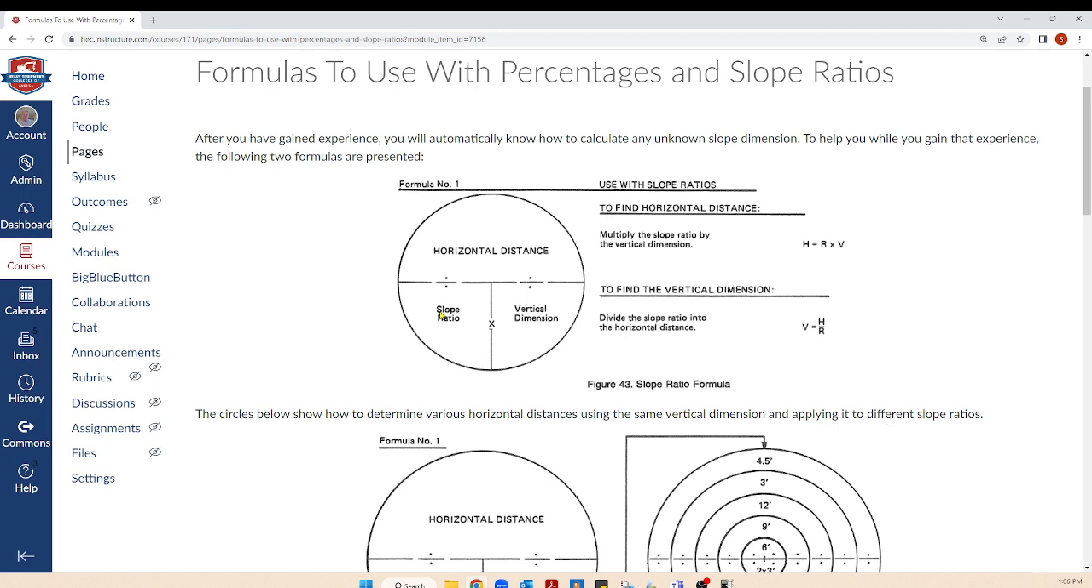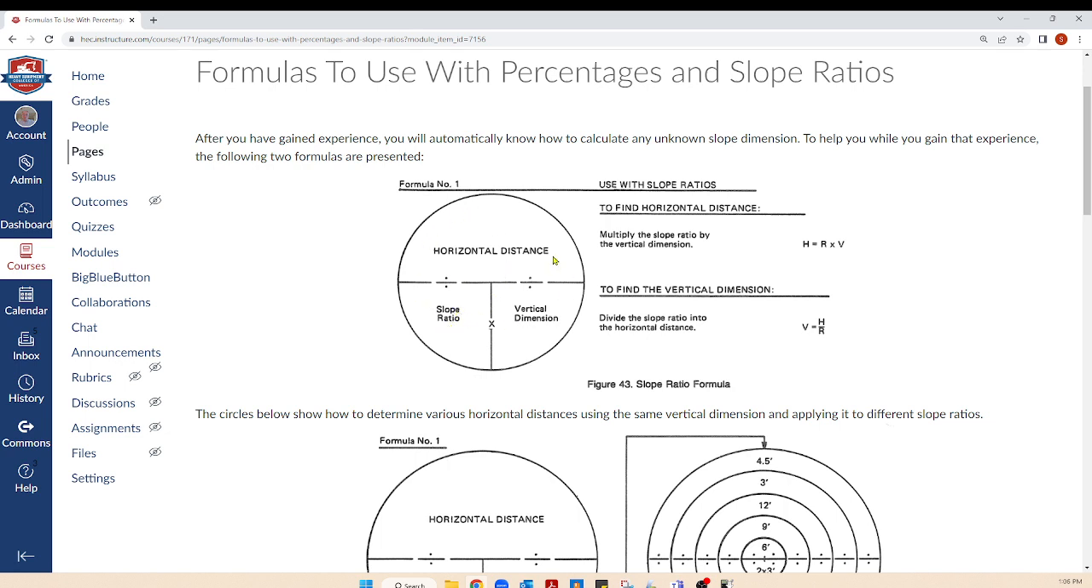In this case, slope ratio was 2-to-1. You would put 2 right here. Horizontal, you would put 8. And then look at this little deal here. 8 divided by 2 equals what? 4. That would give you the vertical distance. And when your horizontal is 8 and your vertical is 4, your ratio is going to be 2.